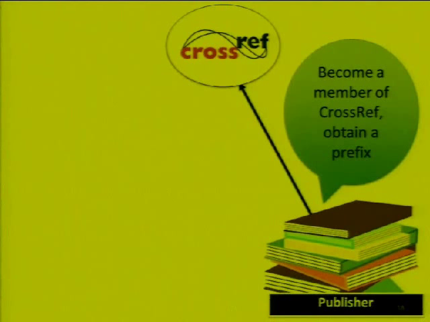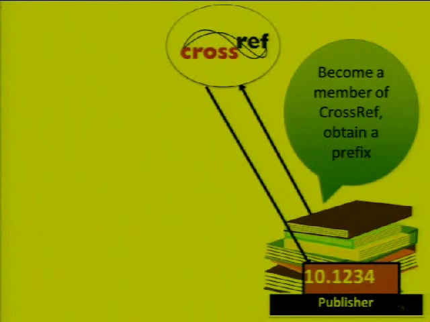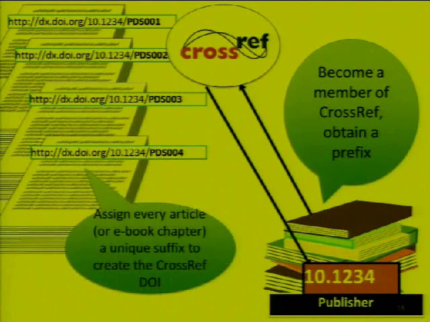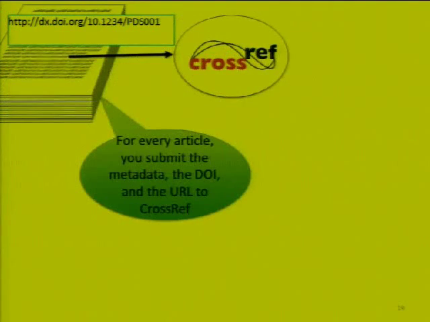You become a member of CrossRef and you get your prefix. So here your prefix is 10.1234. Then every time you publish an article or a book chapter, you assign it a unique number. So here, PDS001, PDS002, etc. So you just assign a unique number.